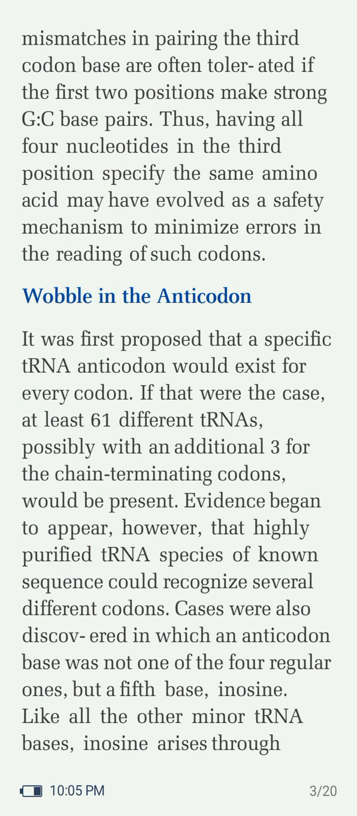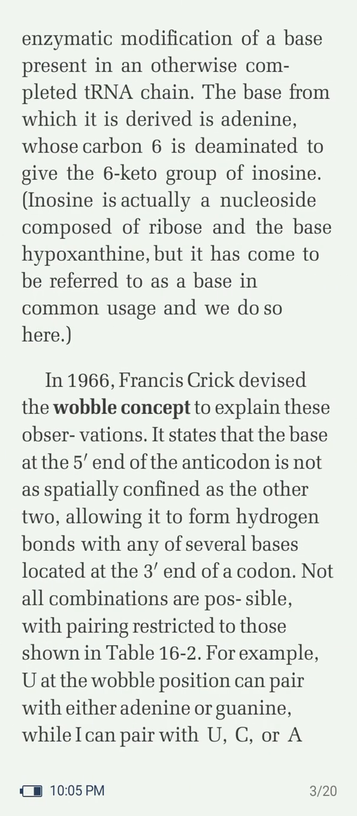eosin. Like all the other minor tRNA bases, eosin arises through enzymatic modifications of the base present in an otherwise completed tRNA chain. The base from which it is derived is an adenine whose carbon 6 is deaminated to give the 6-keto group of eosin. Eosin is actually a nucleoside composed of ribose and the base hypoxanthine, but it has come to be referred to as a base in common usage, and we do so here.